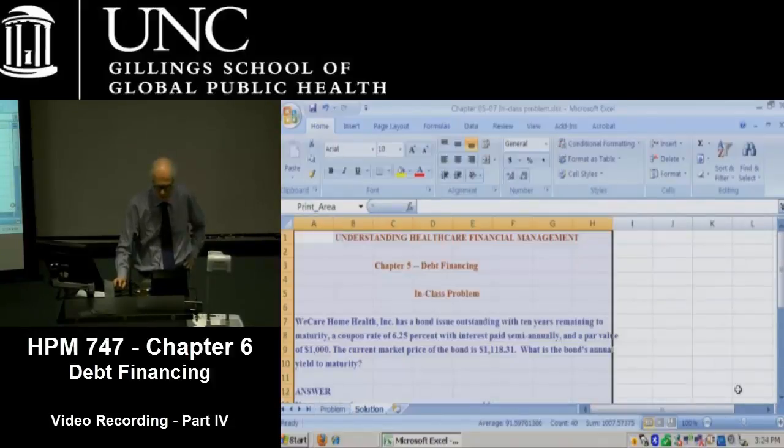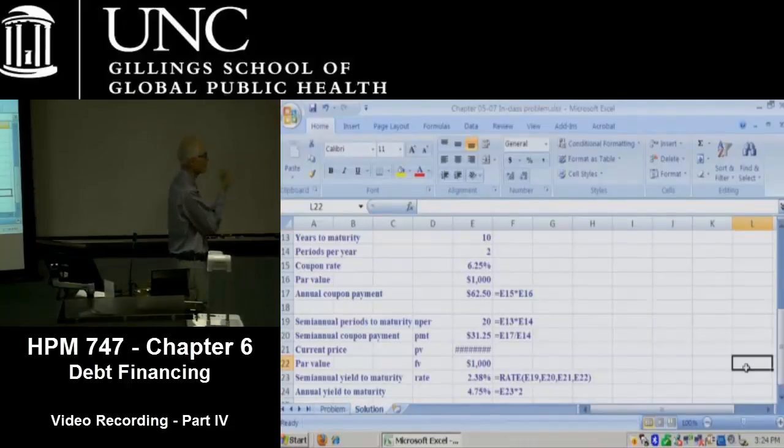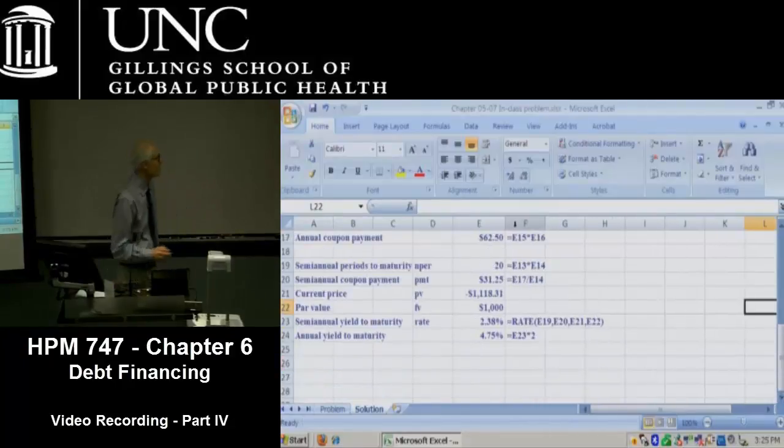So what do we do? We have 10 years to maturity. Periods per year 2, semi-annual, coupon rate is 6.25%, par value is $1,000. So the annual coupon payment is $62.50. Then you simply use the rate formula. We've got 20 semi-annual periods. We've got 31.25, which is the 62.50 divided by 2. We get $31.25 every 6 months.